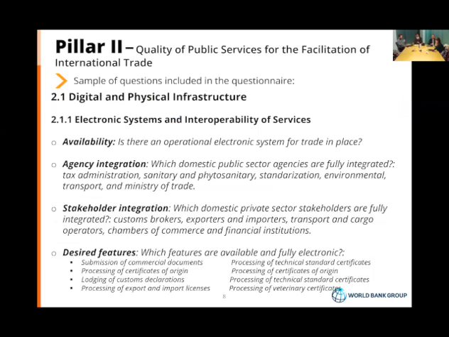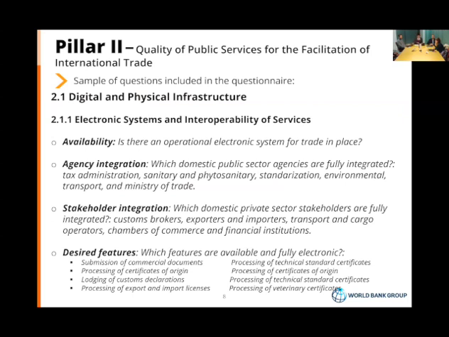The next slide is similar to the one on pillar 1, again, to give some of you a sense of what our questions look like. For example, one of our questions on electronic systems and interoperability of services asks whether there is an operational electronic system for international trade in place.